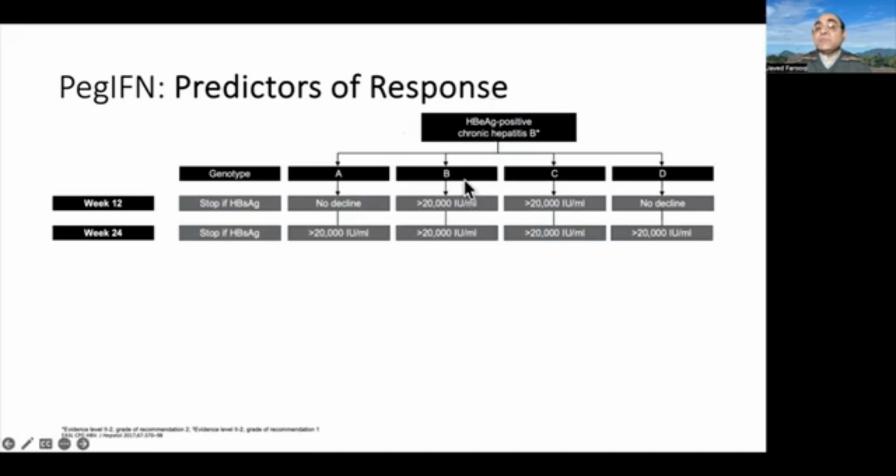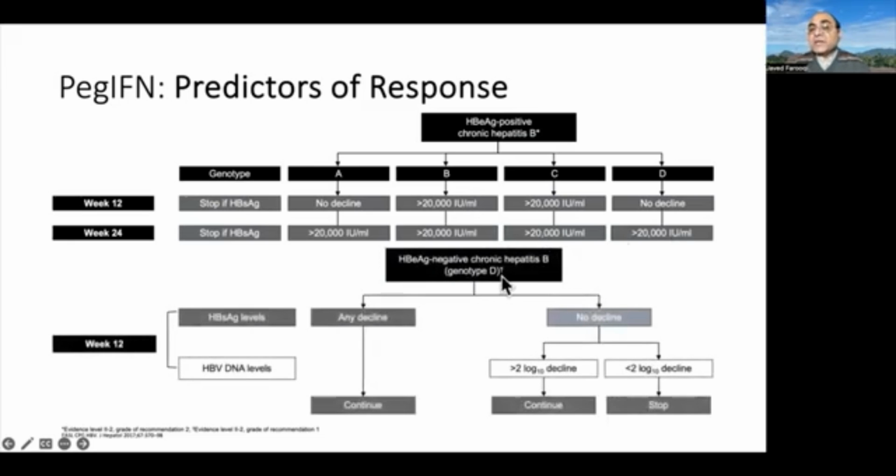If your patient is genotype B, and at 12 weeks the HBs antigen titers are more than 20,000, and if they remain more than 20,000 at week 24, you stop treatment. In genotype C, again, it's the 20,000 figure. If the HBs antigen titers are more than 20,000 at 12 weeks and 24 weeks, you stop the antiviral treatment, the pegylated interferon. In genotype D, if there is no decline, you can stop the treatment at week 12; if you have given it for 24 weeks, and it is more than 20,000, you stop treatment.